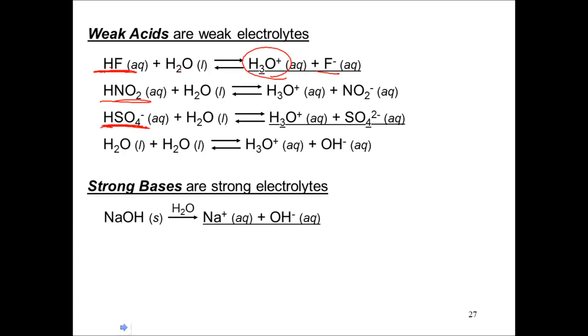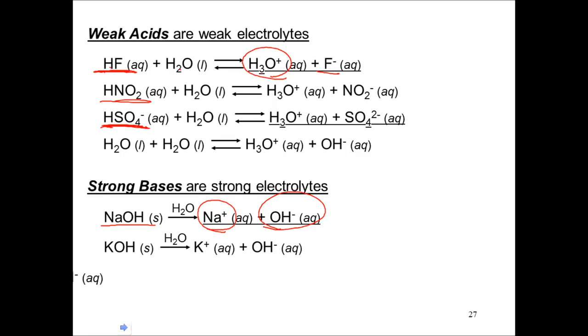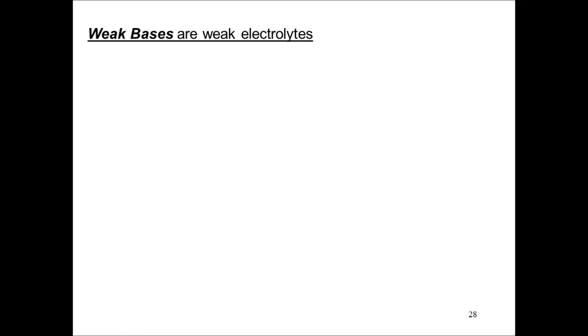Strong bases are strong electrolytes. We mentioned sodium hydroxide will be a strong base and completely dissociate into those sodium ions and hydroxide ions in the presence of water. Potassium hydroxide, same thing. So you can see the group 1 and some of the group 2 will be our strong bases.